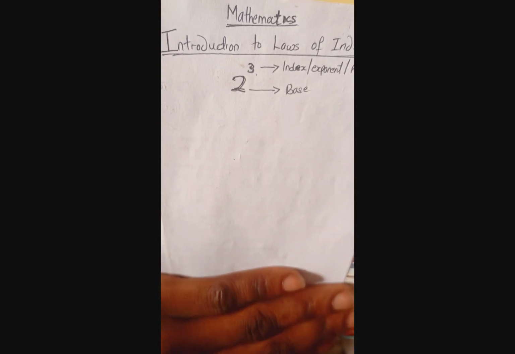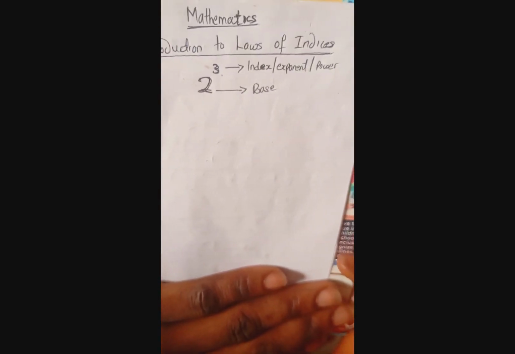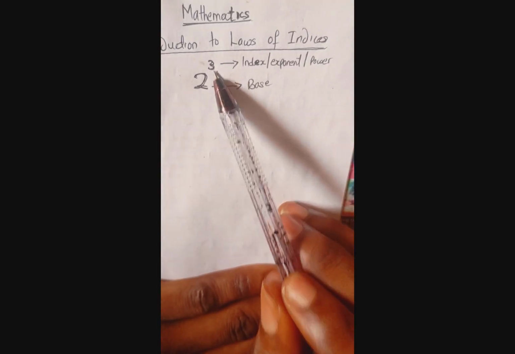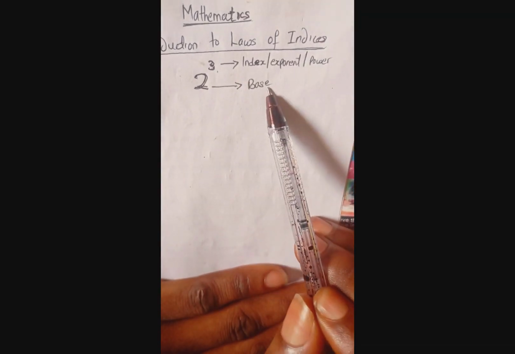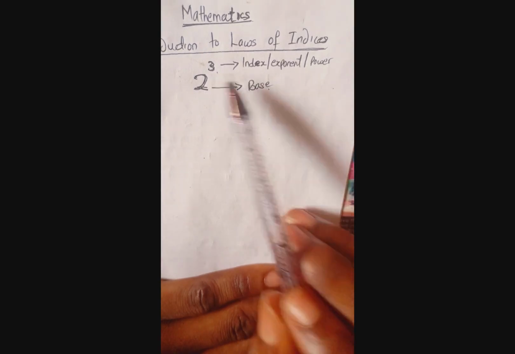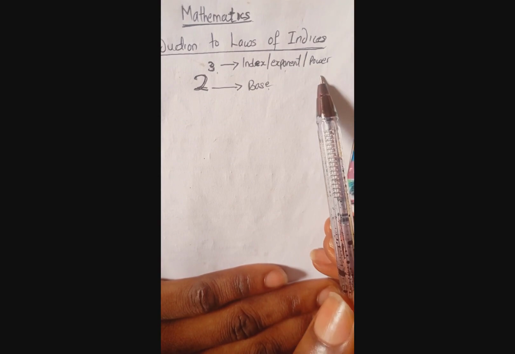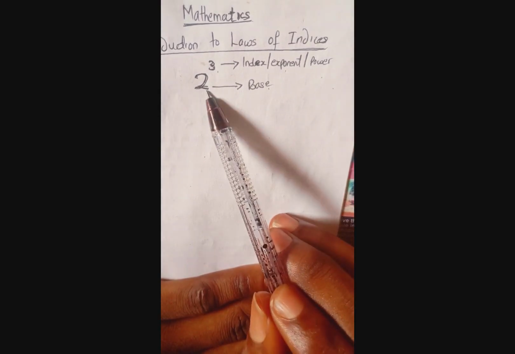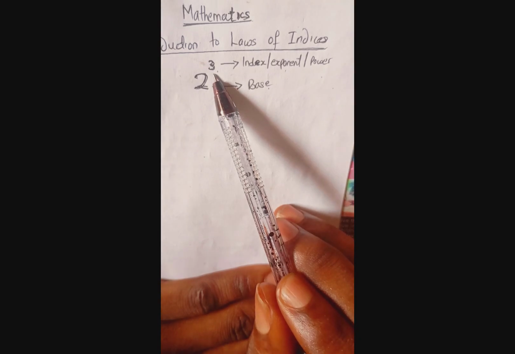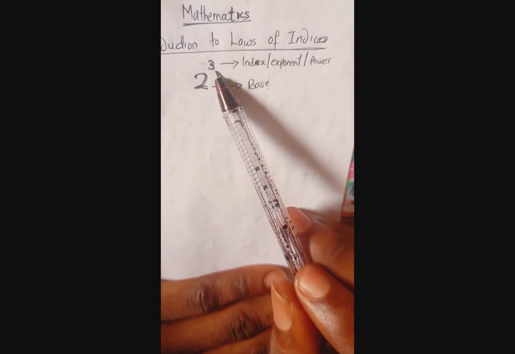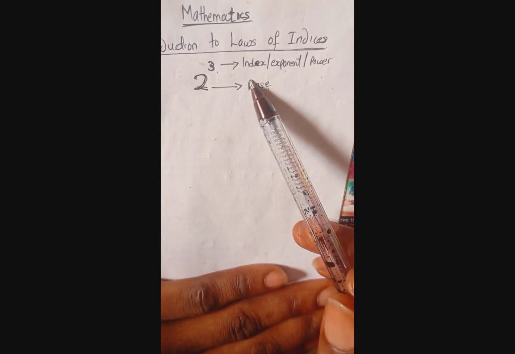Now before we go into that, we can just look at this very well. When you have 2 raised to power 3, this 2 is what we call the base. Then this 3 is what we call the index. You can call it exponent and you can call it power. So we can say 2 raised to the power of 3, or we can say the base is 2, and the power is also called the index, also called the exponent.